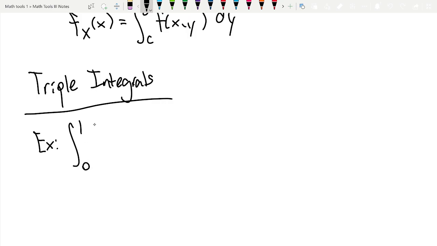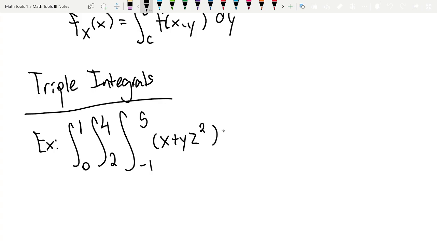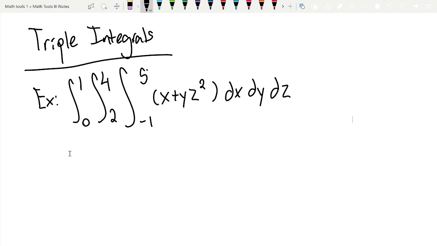So let's go from 0 to 1, 2 to 4, -1 to 5 of x plus y z squared dx dy dz. So these are the x coordinates, these are the y coordinates, these are the z coordinates. You could probably flip these around as you want to because all the bounds are just constant. It shouldn't really make too much of a difference here. But we'll just go ahead and take it as is.